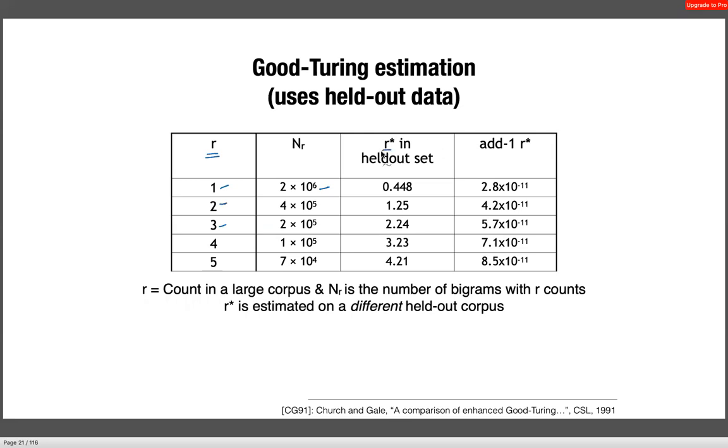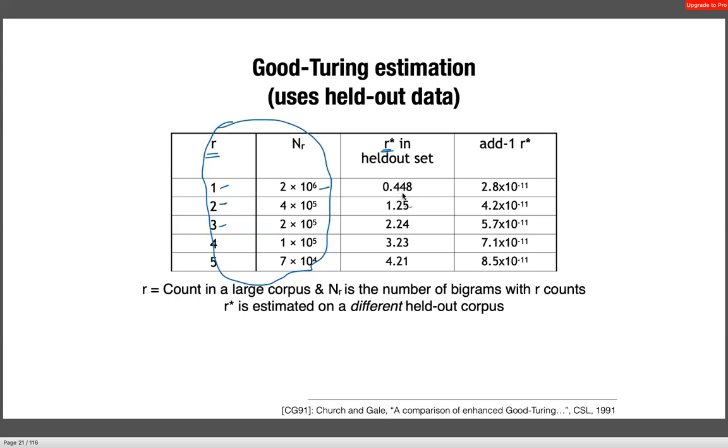R star, like we had the pi star earlier, is a discounted count, and here R star is just something which was estimated as a proper count on a different held out corpus. So people looked at what this R star value is when estimated on a different held out corpus, which is different from the training corpus out of which these statistics were derived, which correspond to the first two columns.